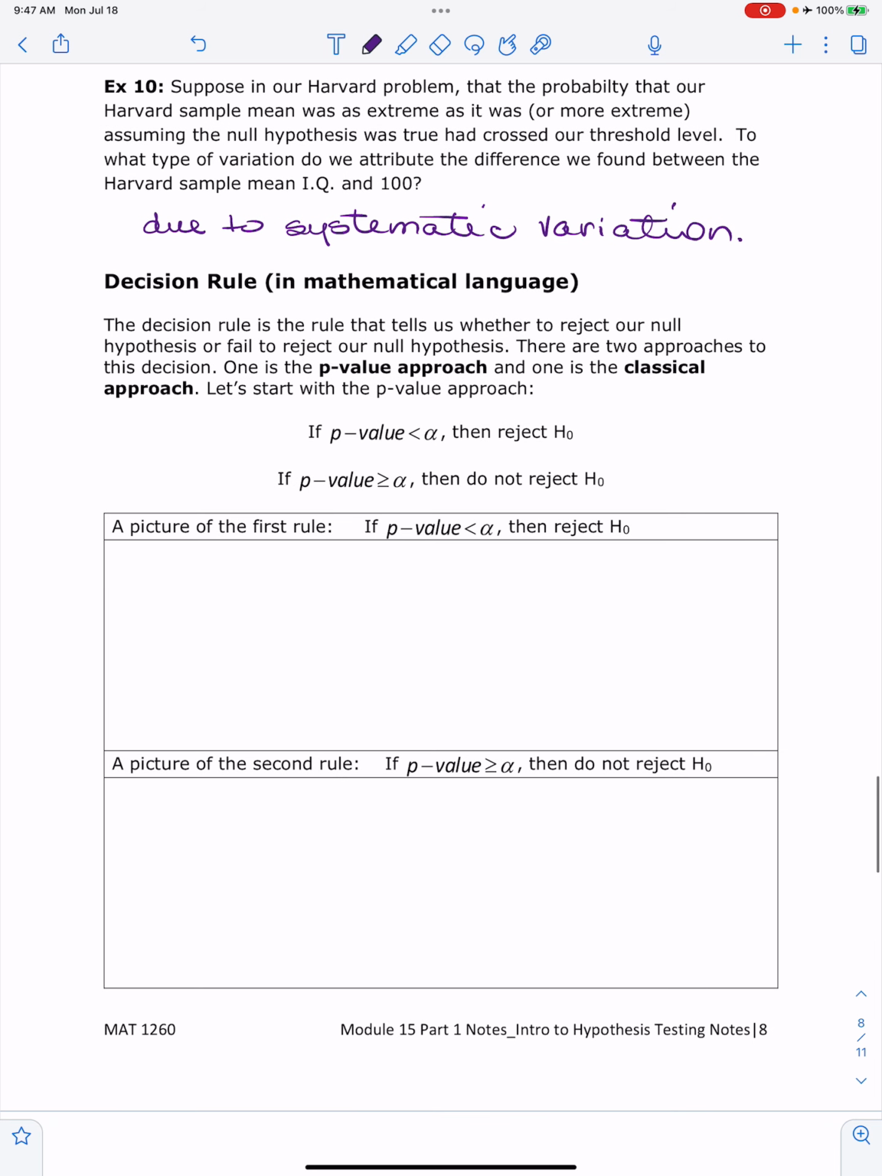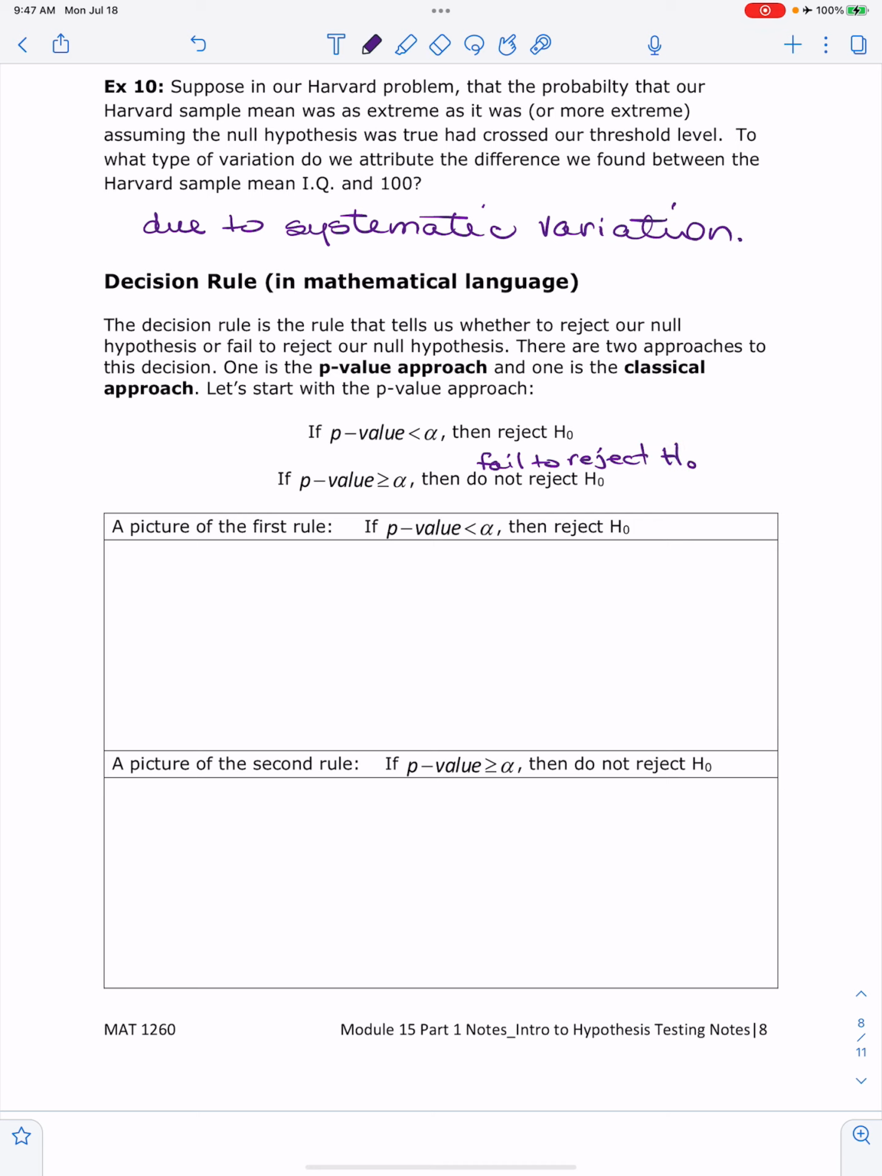Okay, now let's see if we can make that make more sense down here. We're going to draw a picture. So the decision rule, which means when we reject or fail to reject H naught. So we've got reject H naught or do not reject H naught, fail to reject.